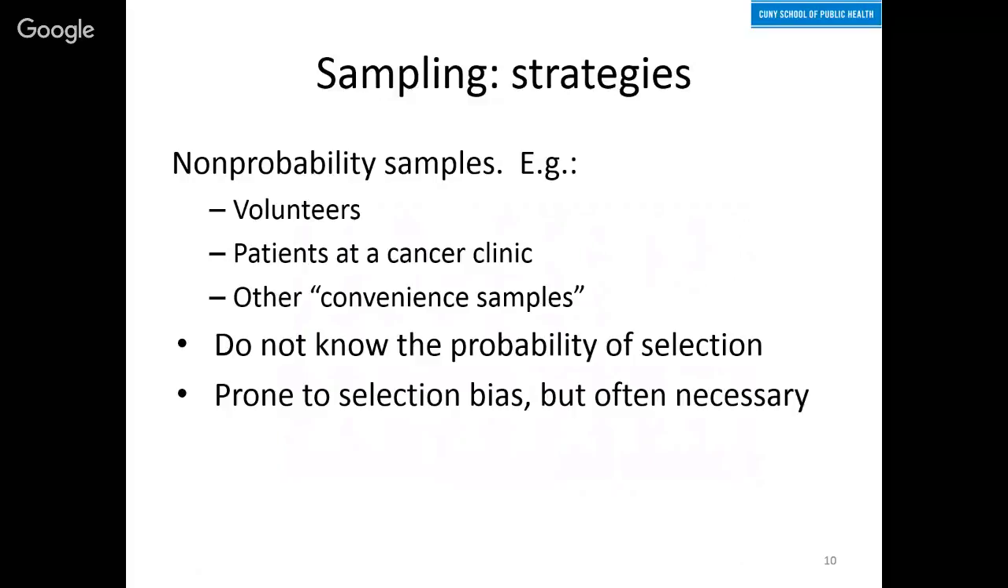And then there are so-called non-probability samples, where you are relying on volunteers, patients who come into a cancer clinic, or other kinds of convenient samples. These, of course, are prone to selection bias, in that the individuals who are willing to volunteer are systematically different than those who are not willing to, or they don't represent all of the target population. But in spite of that, they are often the only way to do studies.